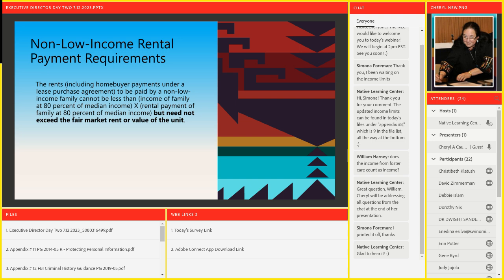The rents, including homebuyer payments under a lease purchase agreement, to be paid by a non-low-income family cannot be less than that of a family at 80% of median income, multiplied times their rental payment of the family at 80% of median income, but need not exceed that fair market rent or value of that unit. Okay, you don't need to charge them over fair market.